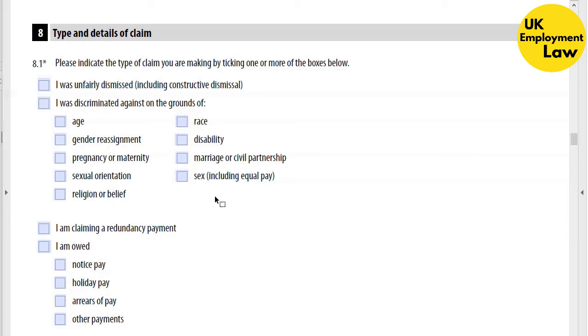Let me give you the examples. Discrimination due to sex, or sex discrimination, is when a male employee is paid more than you because you are a woman. Another example would be if you need time off to look after your kids and are refused. This is discrimination due to sex, or sex discrimination.